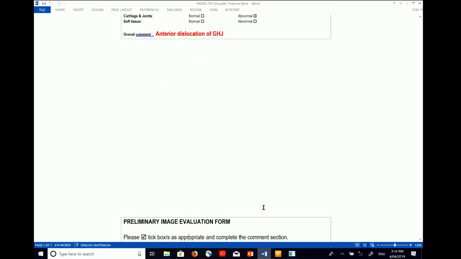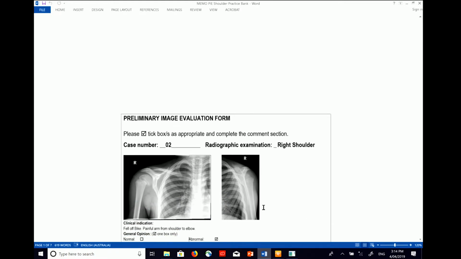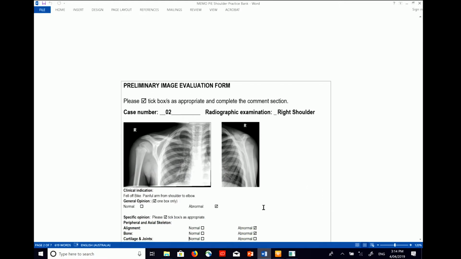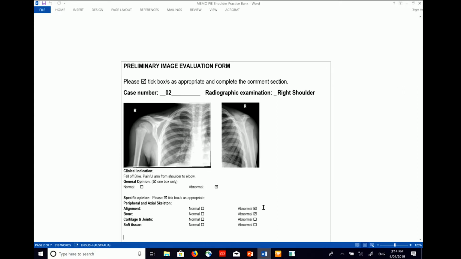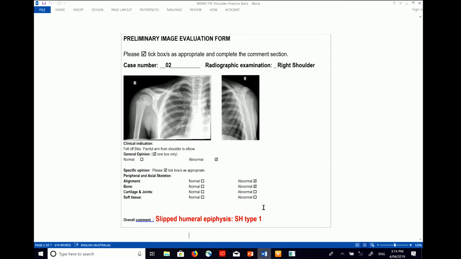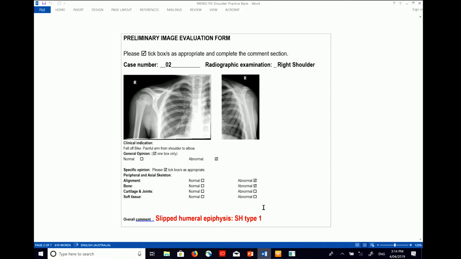So for case 2 then, it's abnormal, and then the alignment is abnormal, the bone is abnormal, and also your overall comment would be that there is a slipped humeral epiphysis, and this is very typical of a Salter-Harris type 1 fracture.